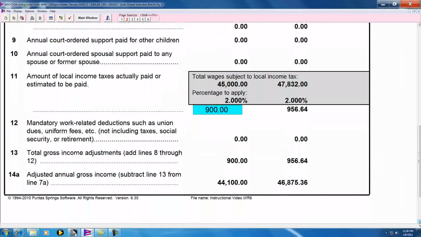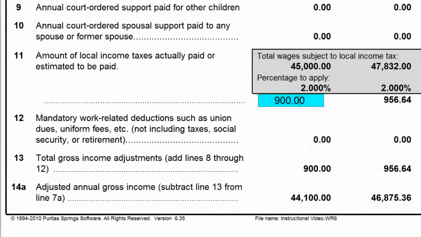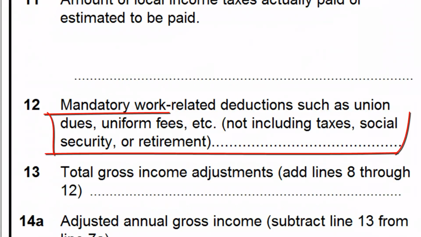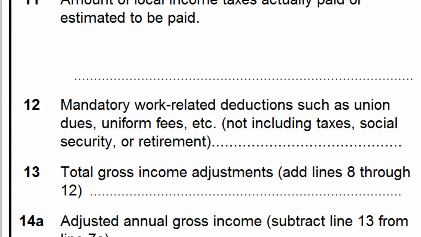Line 12 is for work-related deductions. Union dues and uniform fees are listed, but certainly the list can be extensive. Two things to note. One, the deduction must be mandatory and not voluntary. And two, taxes, Social Security withholding, and retirement plan contributions are not to be included in this adjustment.